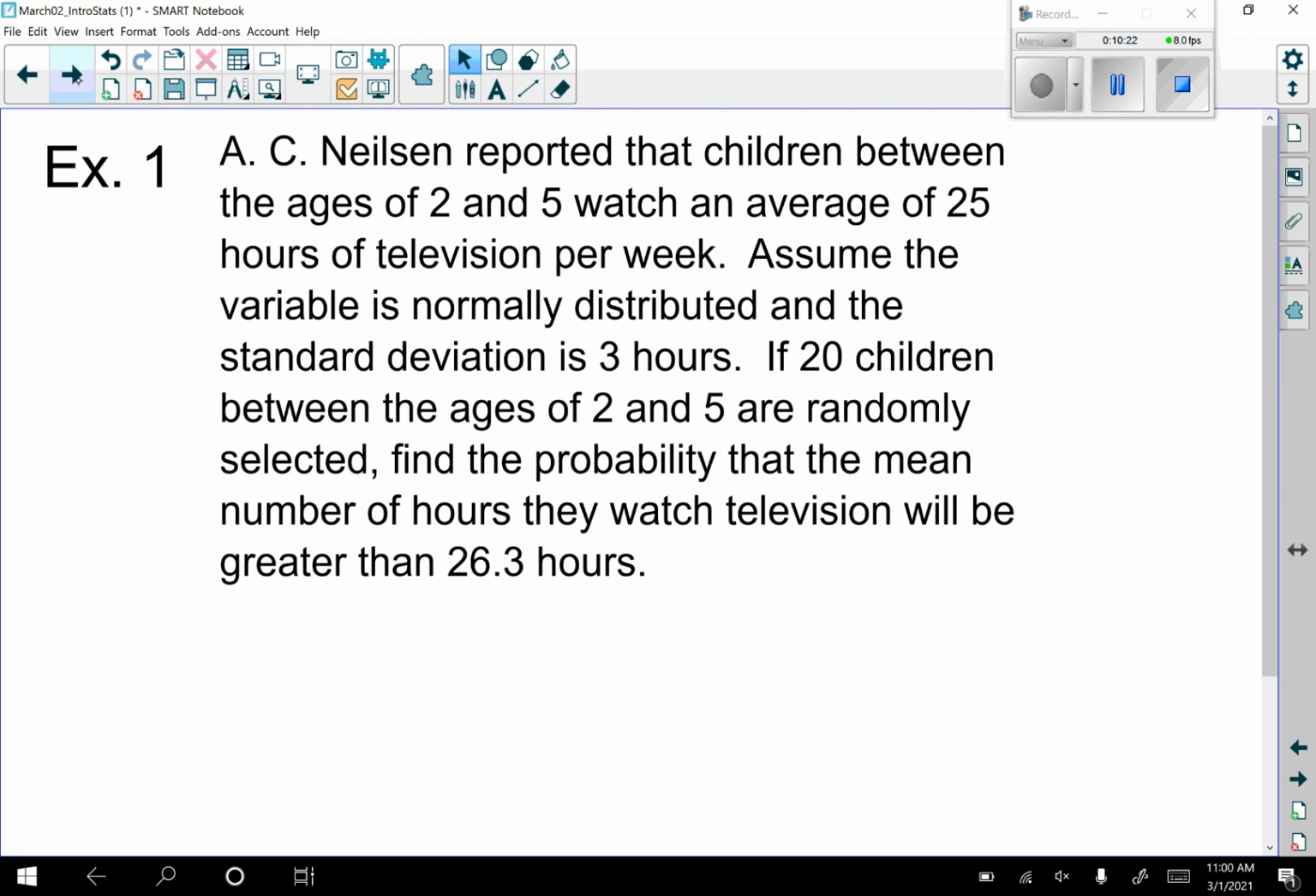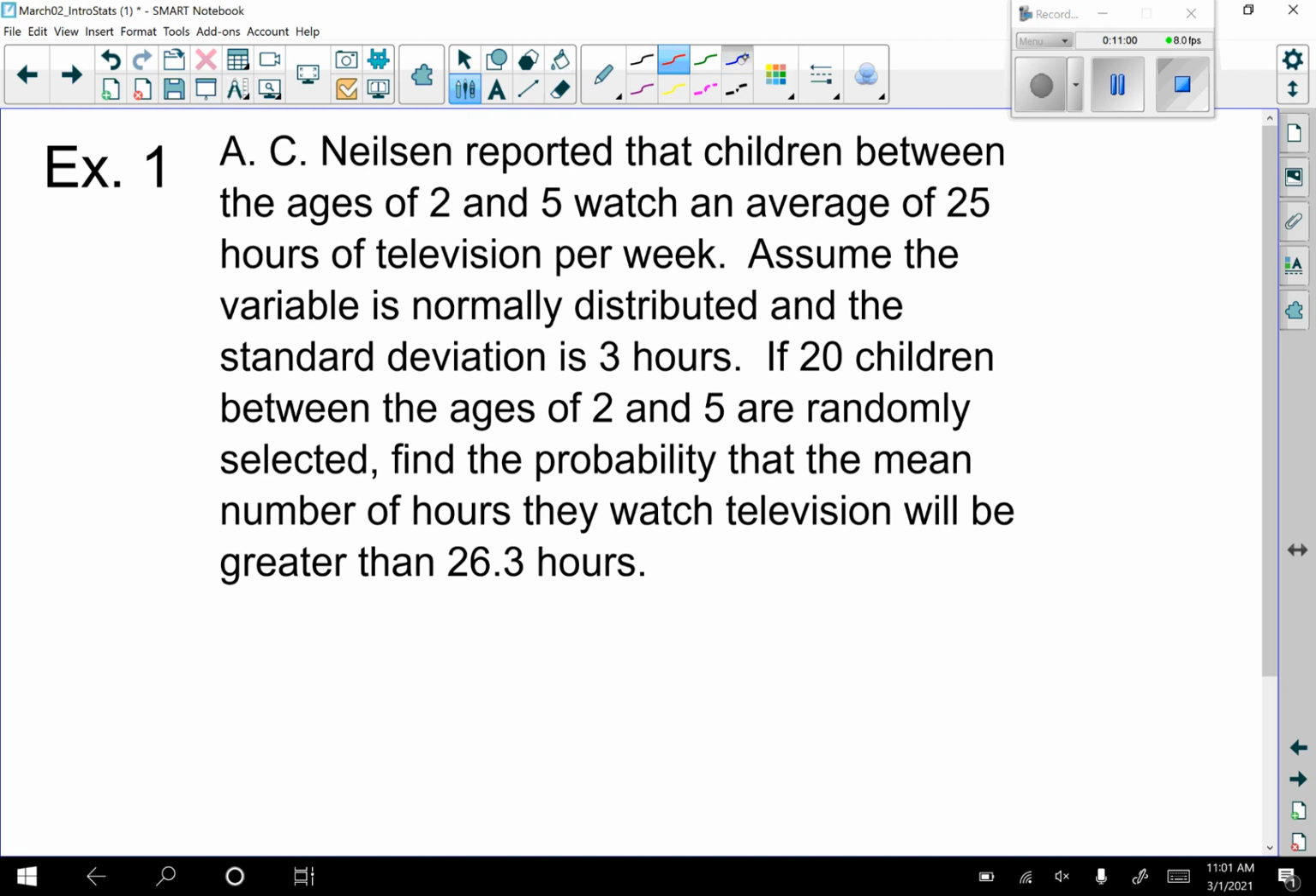All right, so example one. If you've ever heard of a Nielsen report, that's just like TV ratings, or a company that gets information based on people that watch TV. So AC Nielsen reported that children between the ages of 2 and 5 watch an average of 25 hours of television per week. Assume, here's one of the things about the central limit theorem, assume the variable is normally distributed and the standard deviation is 3 hours. So if 20 children between the ages of 2 and 5 are randomly selected, find the probability that the mean number of hours they watch television will be greater than 26.3 hours.